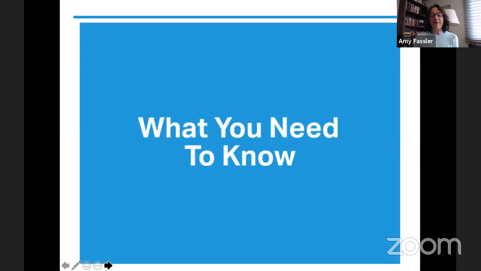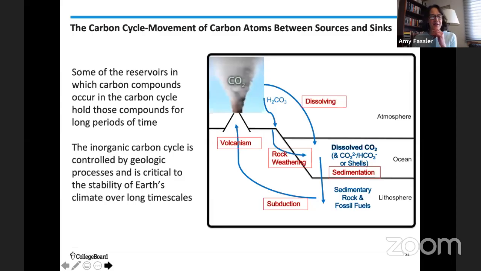Let's go to the carbon cycle. Oh, the carbon cycle might be my favorite cycle now that I think of it. We've got a lot going on with the carbon cycle, and we're going to come back to it again and again as we talk about climate change throughout the rest of the review sessions. The big overarching idea they want us to come away with is that some of the reservoirs in which carbon compounds occur hold those compounds for a long period of time. That's the geologic carbon cycle. Then the second half of that statement: some processes or reservoirs in the carbon cycle hold them for really short periods of time.